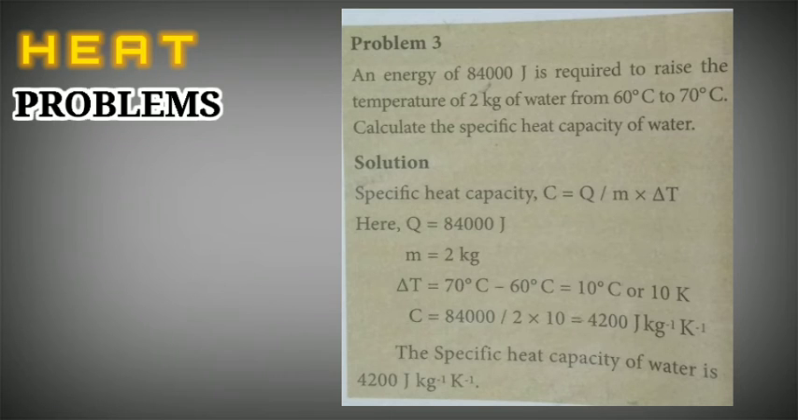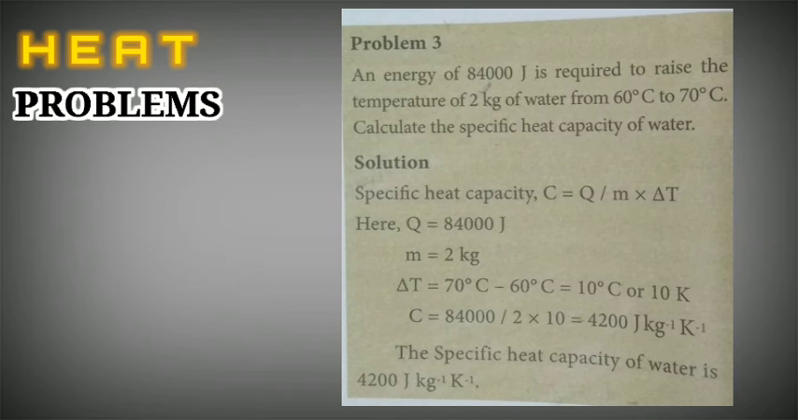Third one, an energy of 84,000 joule is required to raise the temperature of 2 kg of water from 60 degrees C to 70 degrees C. Calculate the specific heat capacity of water. We know the formula specific heat capacity C is equal to Q divided by M into delta T. Here Q is equal to 84,000 joule, M is equal to 2 kilogram, delta T is equal to 70 degrees C minus 60 degrees C, that is equal to 10 degrees C or 10 Kelvin.